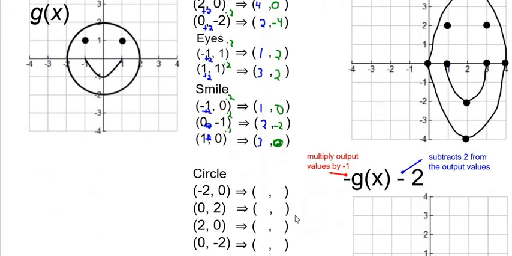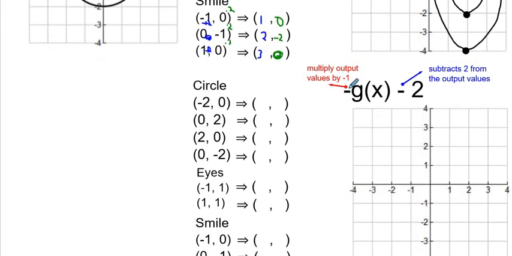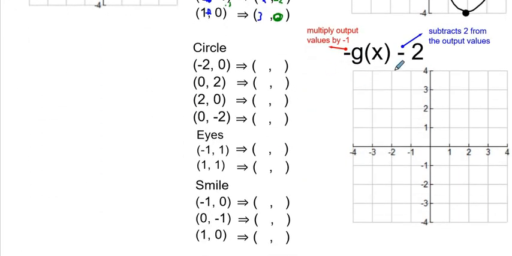All right, let's take a look at another example where we're going to multiply the output values by negative 1, causing a reflection over the x-axis. And notice that this is outside of the parentheses. So that is definitely a K and not an H, because the parentheses indicate that it's outside. All right, let's take a look.